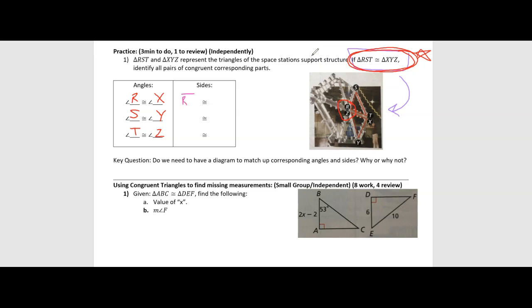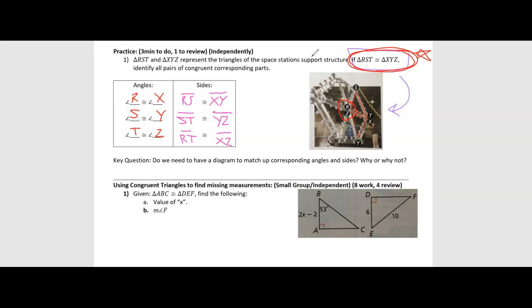If we do sides, same idea. RS is in the first two positions for the first triangle, which means it corresponds with XY because they're in the first two positions. Then if we go with ST, those are in the last two positions, so we go with YZ for the second triangle. And the last set of sides would be RT, first and third position, corresponding with XZ, first and third position.